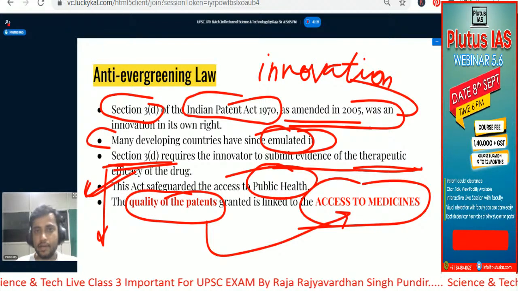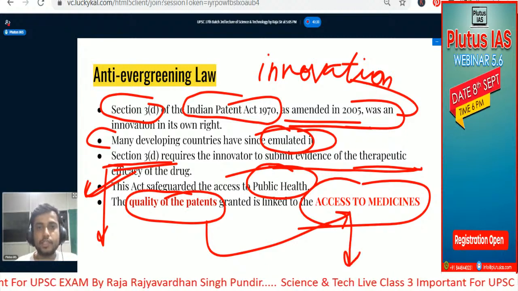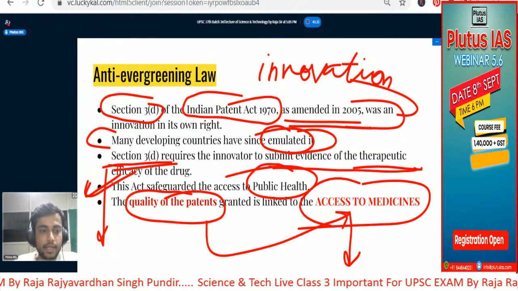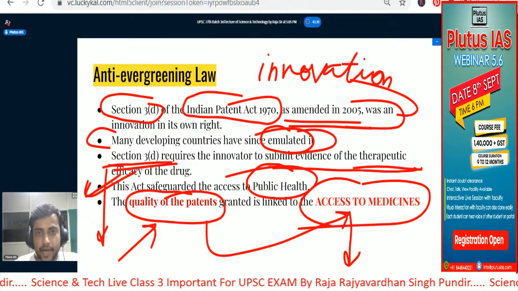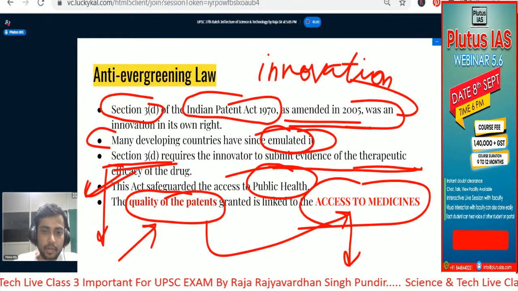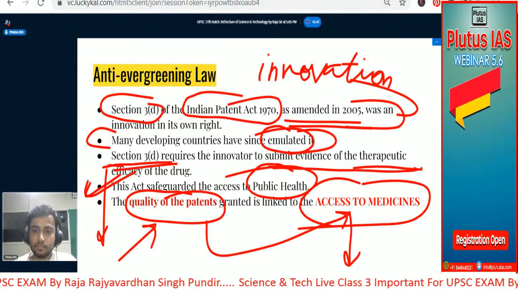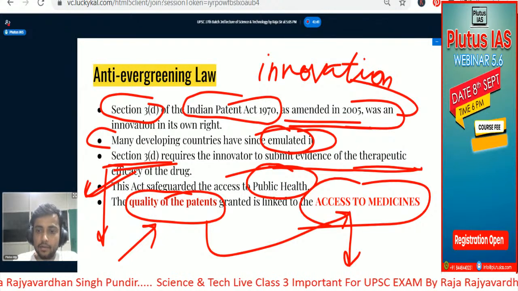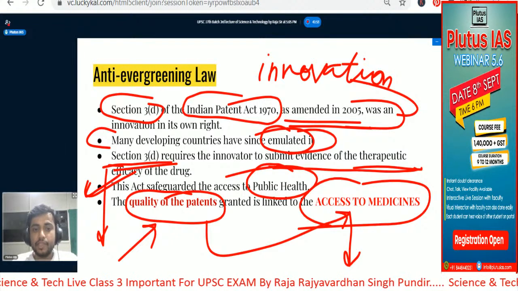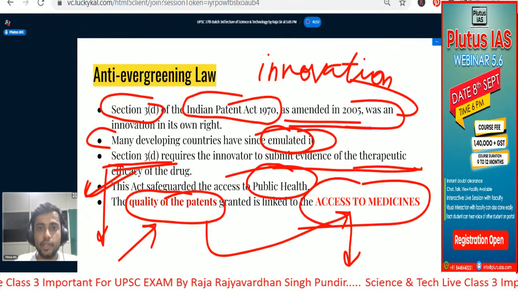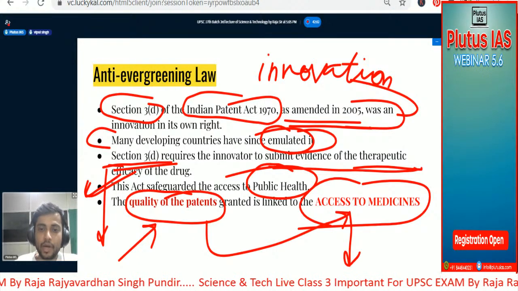Because the quality of patents is related to access to medicines, access for the general public, the good of the general public. So we cannot grant patents to any other thing. That is why the Indian government, the parliament, has incorporated this Section 3D in the law. As per this section, the innovator has to provide evidence for the increased efficacy of the medicine. And they have even mentioned in this act that mere changing of chemical formulas or changing of polymer chains, you cannot.